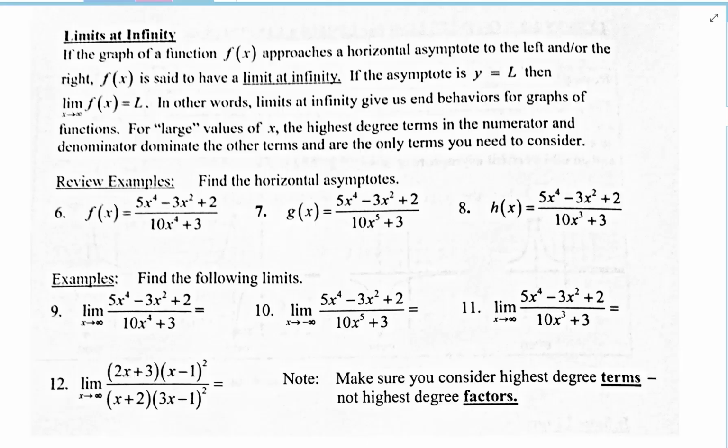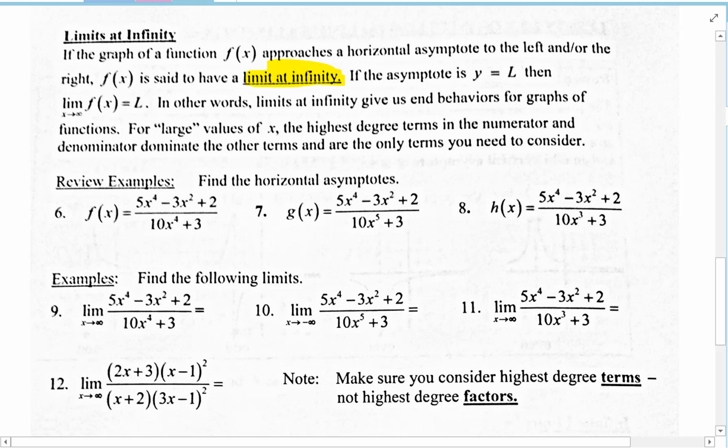If the graph of a function f of x approaches a horizontal asymptote to the left or to the right, f of x is said to have a limit at infinity. If the asymptote is y equals L, then the limit at infinity is L. Okay, so limits at infinity give us end behaviors for graphs of functions. For large values of x, the highest degree terms in the numerator and denominator dominate the other terms and are the only terms that we really need to consider.